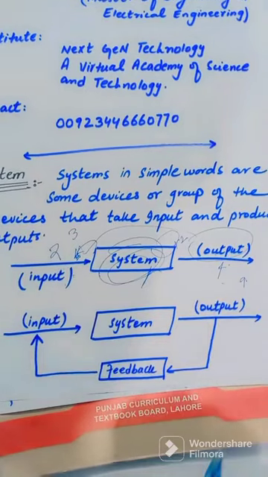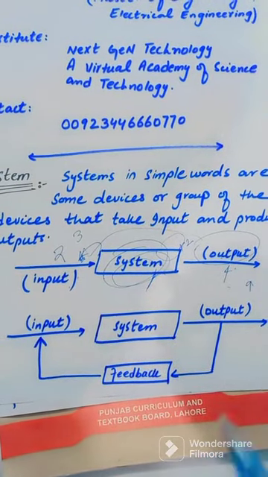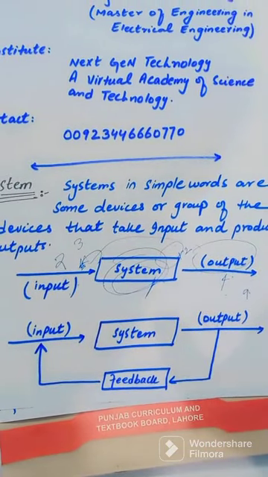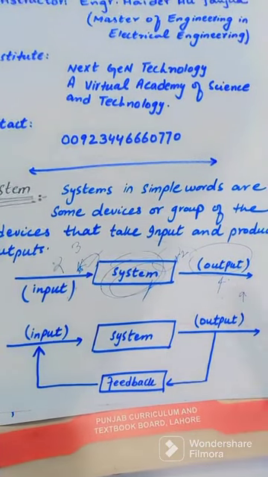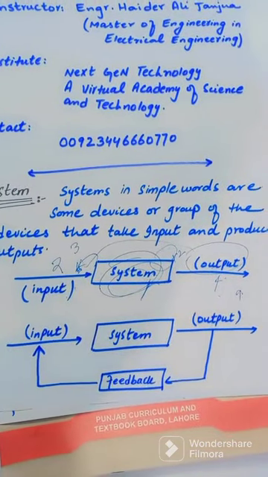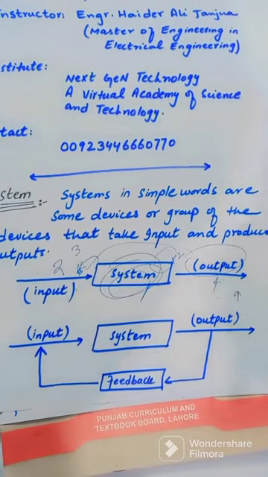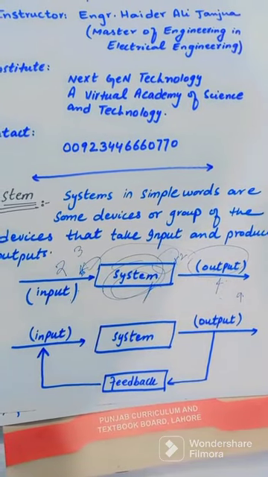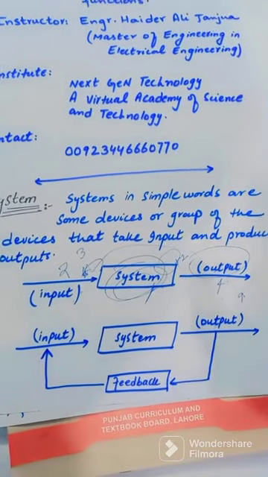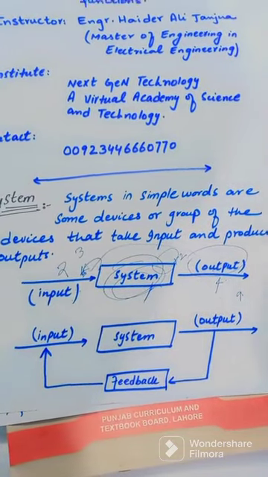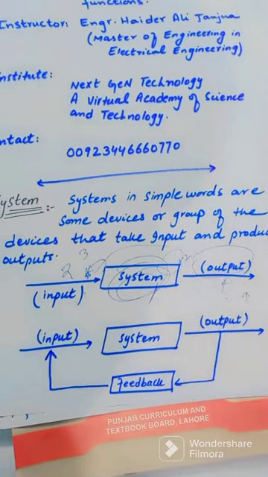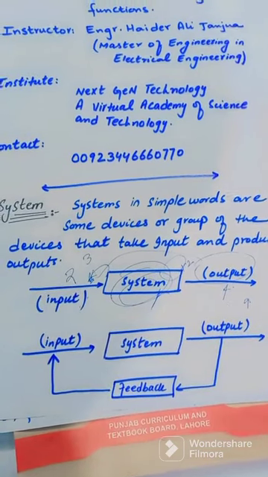cuts off. So feedback is simply a comparison maker. Just like in the example of an air conditioner: when the air conditioner is running in your room and you set the temperature at 25 degrees, the feedback makes the comparison between the output and input, and whenever the temperature reaches 25 degrees, the air conditioner automatically cuts off. So this is a feedback function. A feedback is simply a comparison maker between input and output. This is known as a closed loop system. I will discuss the advantages and disadvantages of the closed loop system in our coming slides.